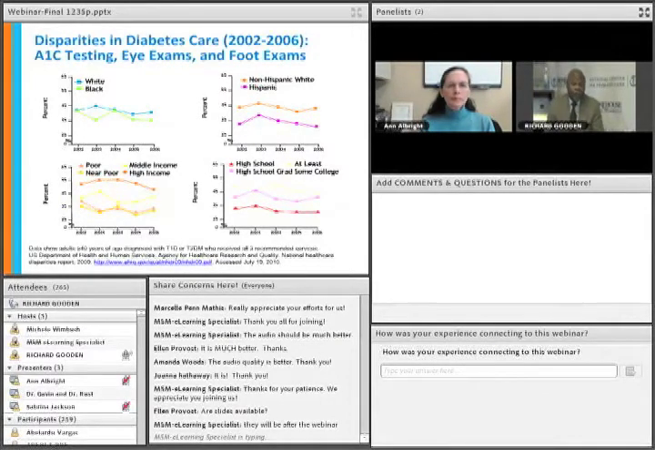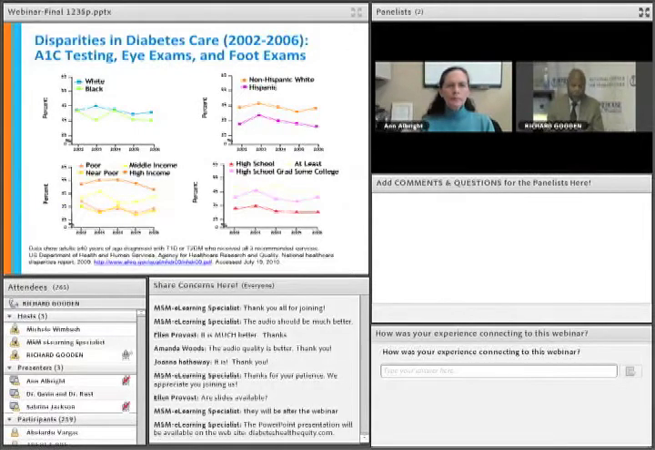Hispanics are less often to get these tests than whites. And then it doesn't matter what your race or ethnicity might be. If you are poor, you are less likely to get these tests, and if you have less education. So poverty and poor education trump all other elements with respect to the likelihood that you will not receive these evidence-based tests that are known to prevent untoward outcomes in diabetes.